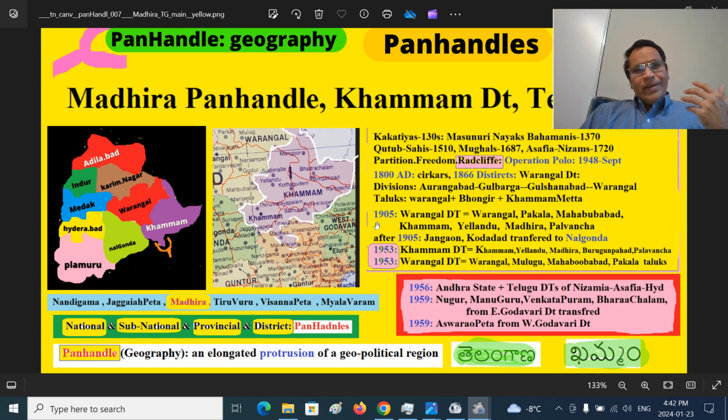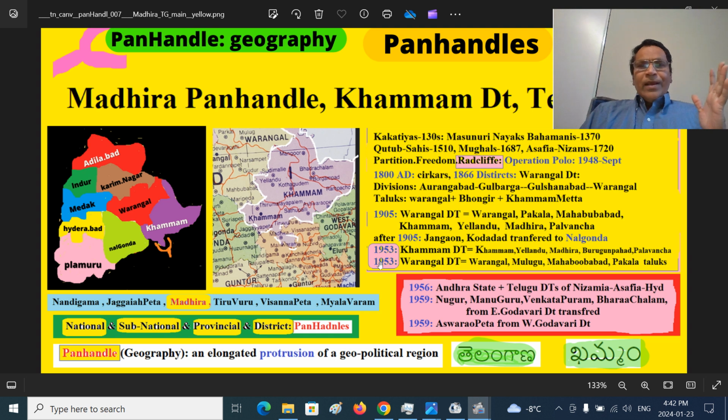In 1905, the district was further reorganized, and Warangal district retained Warangal region, Pakala region, Mahabubabad region, and Khammam region. Khammam district got Khammam and Yellandu, Madhira, Palwancha. In 1905, what happened? Jangaon and Kodad regions were transferred to Nalgonda district. Jangaon and Kodad regions were given to Nalgonda.